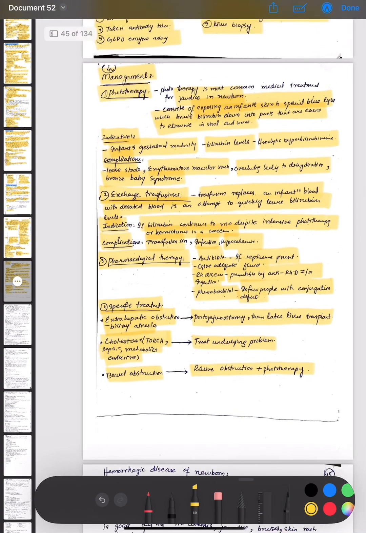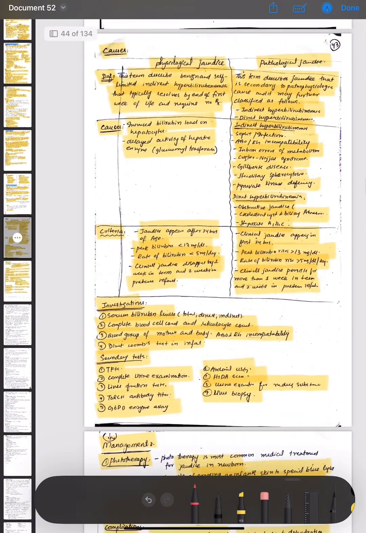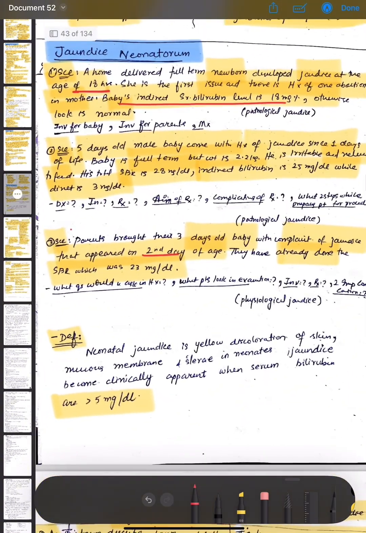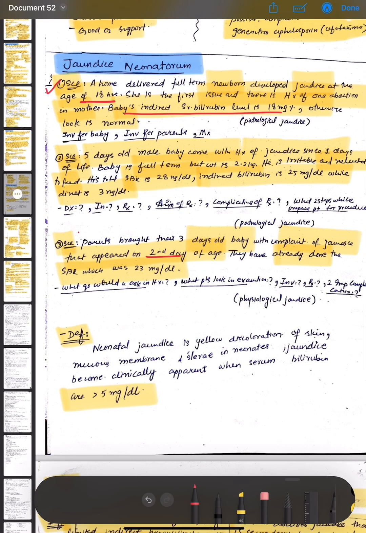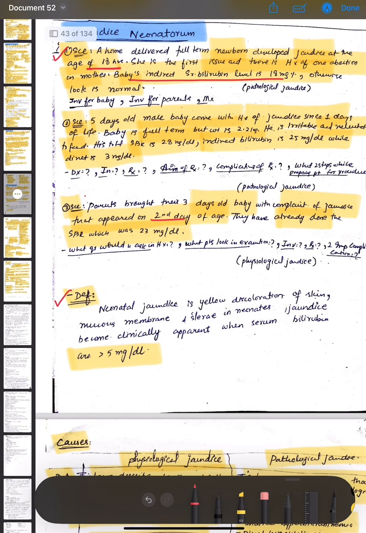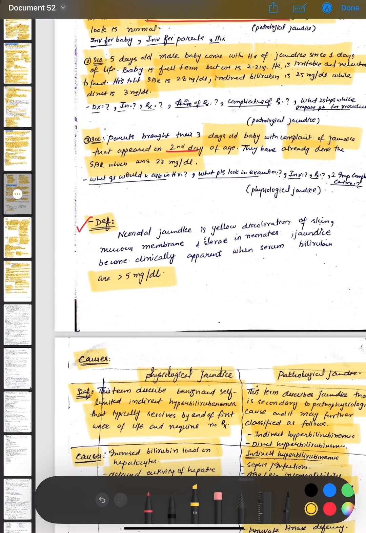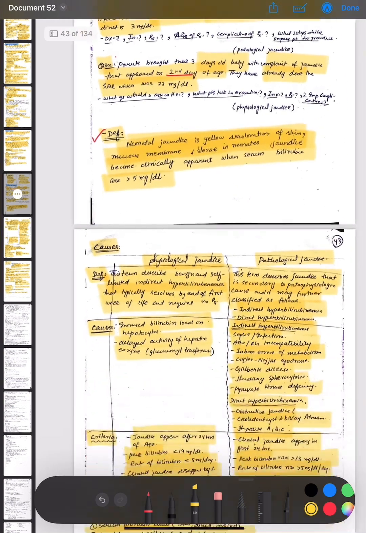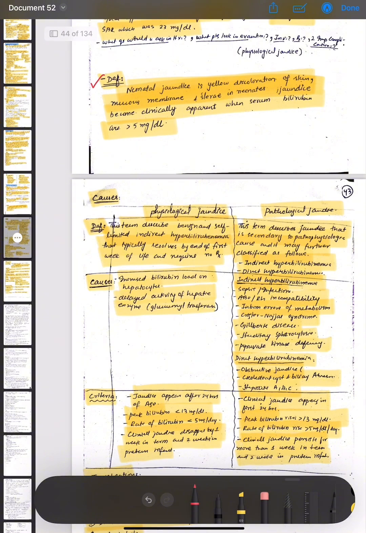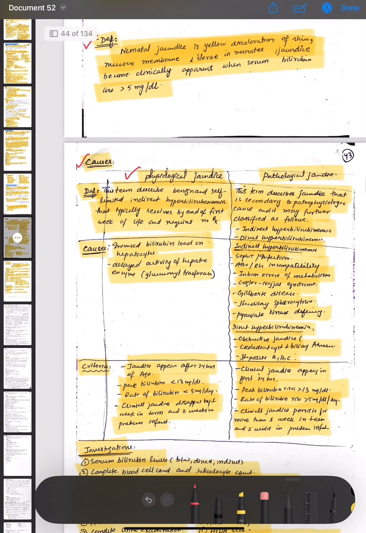So we have discussed the case of jaundice neonatorum. We discussed the scenario that the baby developed jaundice after 18 hours of birth or 2 days of birth, and is irritable, reluctant, and lethargic. We discussed the definition: neonatal jaundice is yellow discoloration of the skin, mucous membrane, and sclera in neonates. Jaundice becomes clinically apparent when serum bilirubin is greater than 5 mg per dL. Then we discussed the causes, which are both physiological and pathological jaundice, and their definition, causes, and criteria.